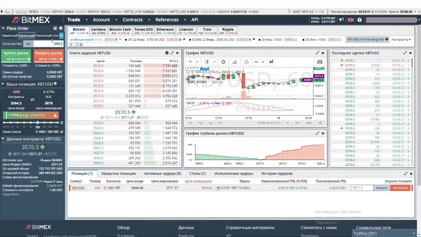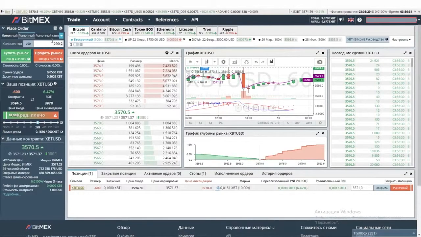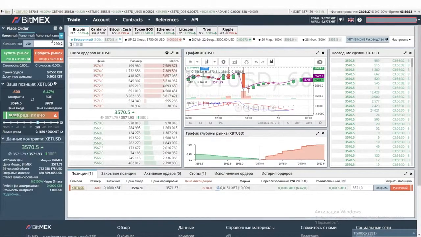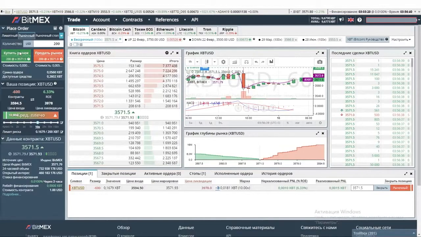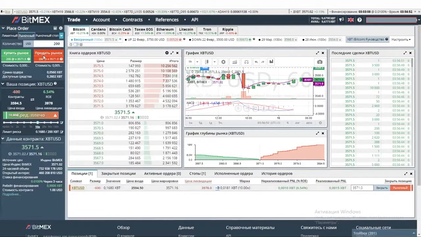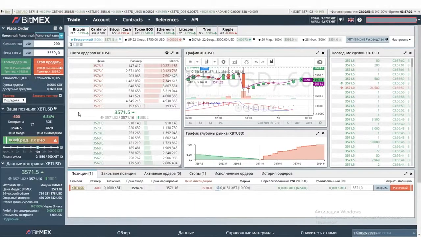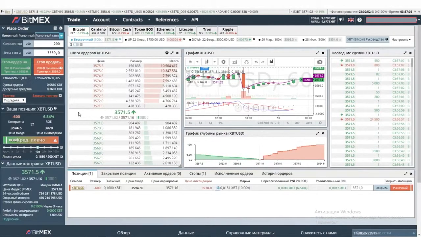Well, now we've moved to the market order. Everything is quite simple. Just write the number of contracts, the volume to which you want to open a position, place an order and click buy or sell, respectively. Your order is executed instantly. If you buy, it will be executed at the nearest selling price, and if you click sell, then at the nearest buying price, respectively.